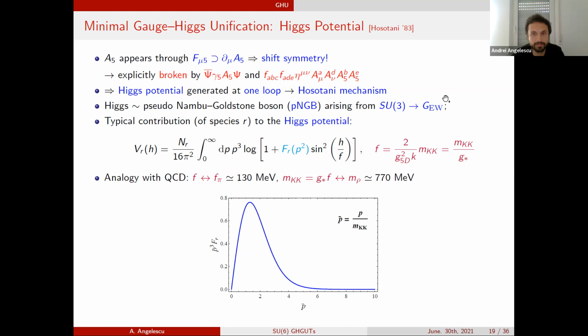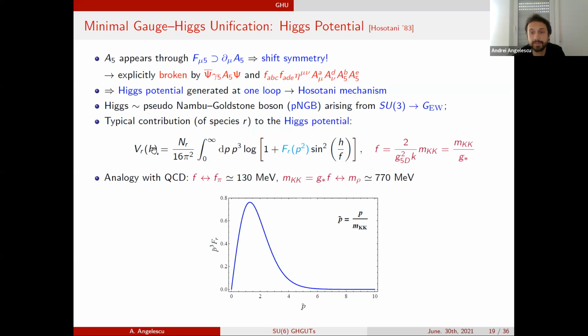And this is something which is well established through the AdS/CFT duality, but I'm not going to discuss too much about that. It is instructive to look at how a typical contribution of a species, which I denote by R, contributes to the Higgs potential. So basically, this is how your effective potential looks. It's just an integral over all momentum scales, and you have the log here of a form factor, which depends on p squared times a sine squared, whose argument depends on the Higgs VEV, basically.